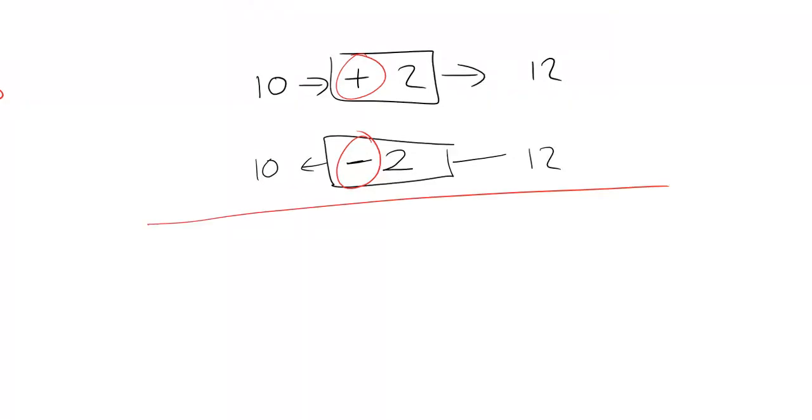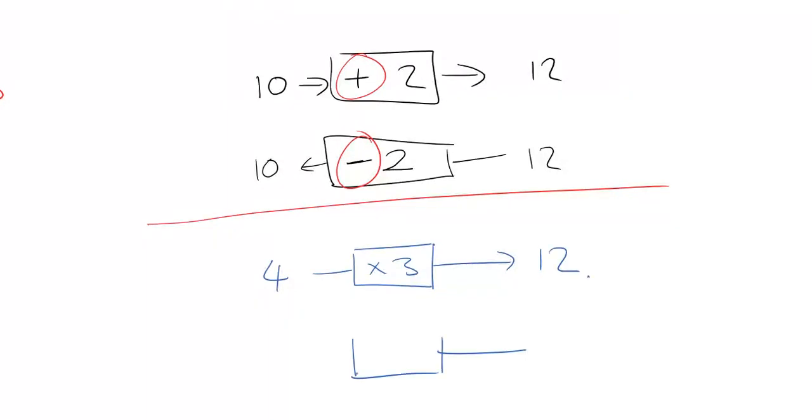Another good example is going to be multiplication and division. If I started with a number and I multiplied by 3, so in this case 4, I get 12. To undo that operation and get back from a 12 to a 4, I'm going to need to divide by 3. So another example is multiplication and division.